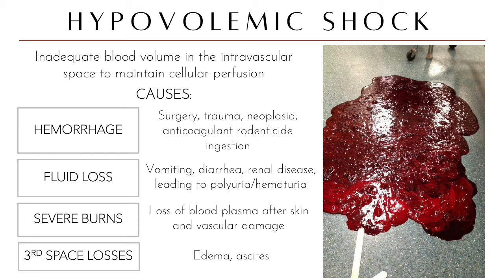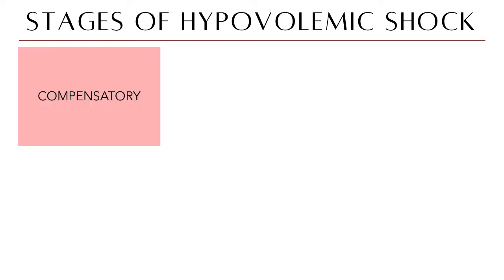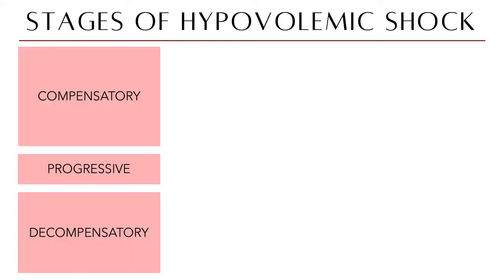Right? So what are the stages and how would you recognize hypovolemic shock in any patient? Right? You first have to understand the different stages of hypovolemic shock. And this is specific to hypovolemic shock. Right? I'm just going to go at it quite fast. Compensatory, progressive, and decompensatory. At first, the first stage, right, compensatory, the body recognizes that there is lack of blood volume, so your body will try to compensate.